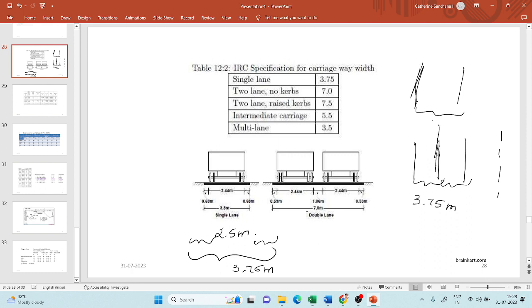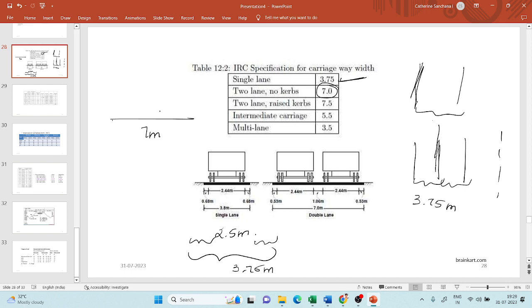Okay, now for double lane, the minimum width of the carriageway, carriageway is the total road. Okay, it is 7 meters. I'm giving you extra information. This is the answer to our question. So answer is 3.75 meters.